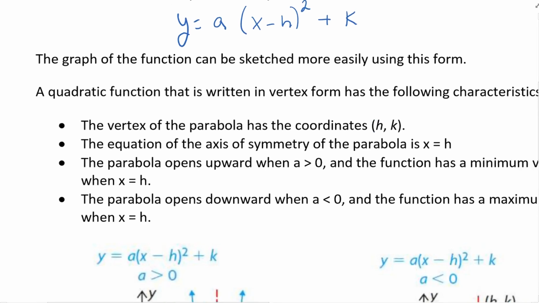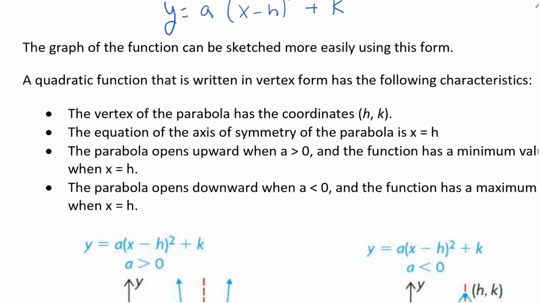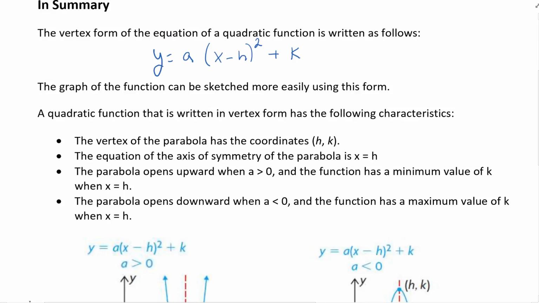That's good. The parabola opens upward when a is greater than 0, and the function has a minimum value of k when x is equal to h. So the parabola opens upward when a is greater than 0 means that a is positive. So we know that when a is positive, we have a minimum.